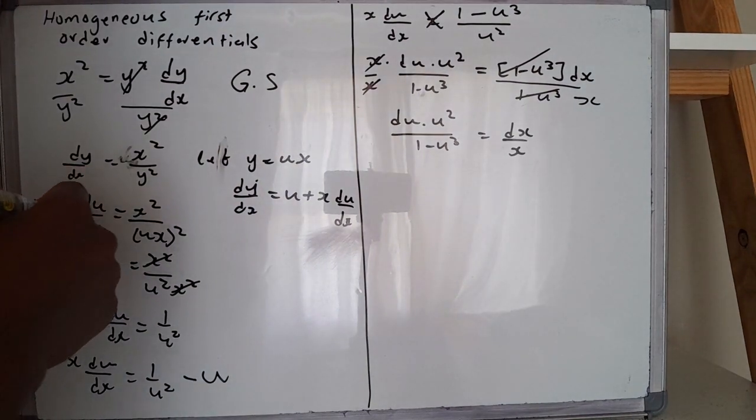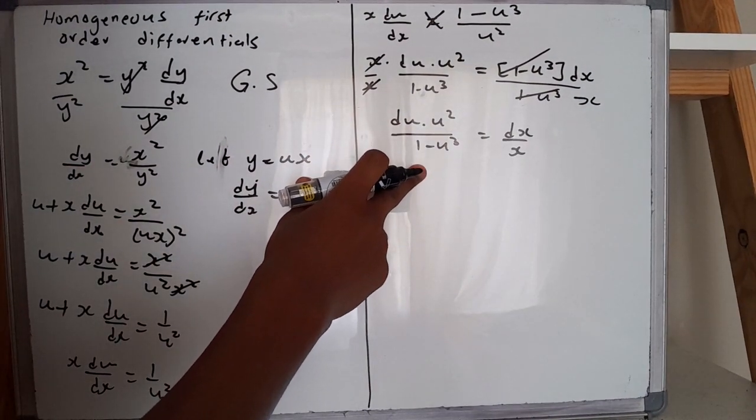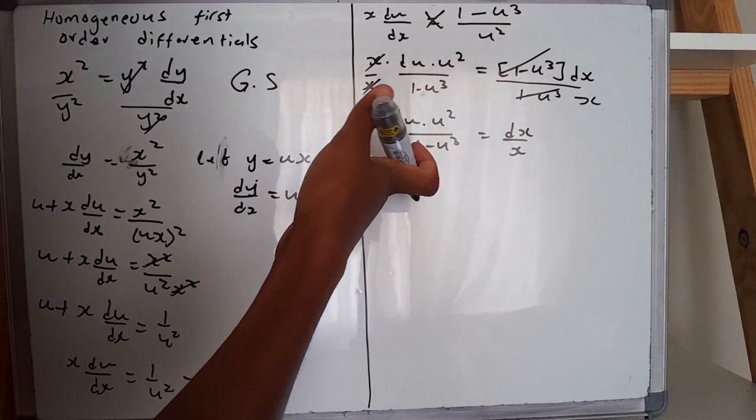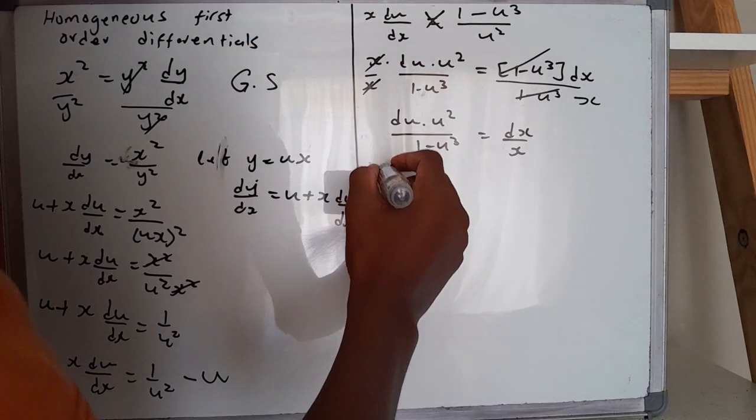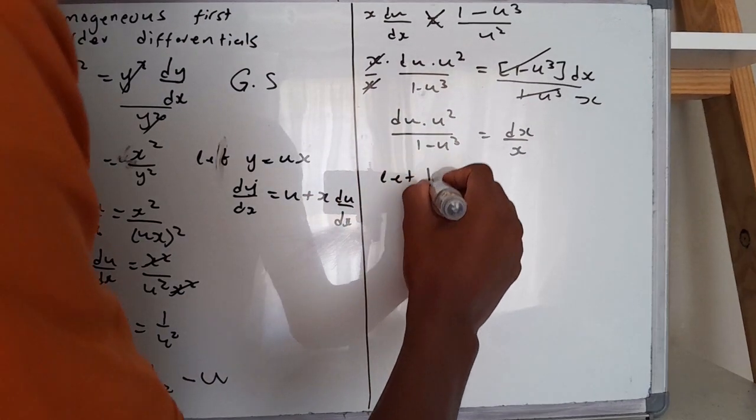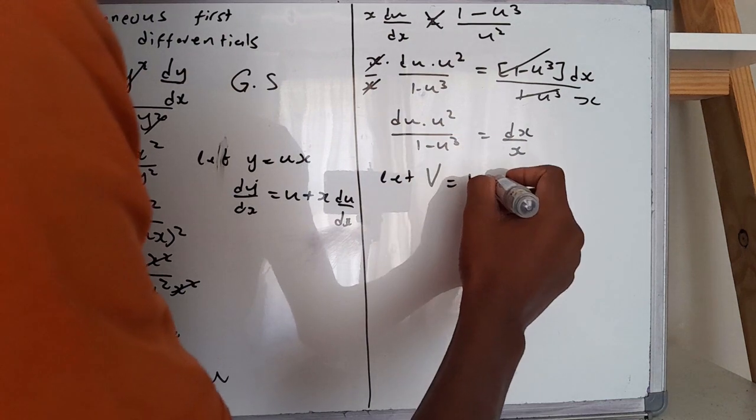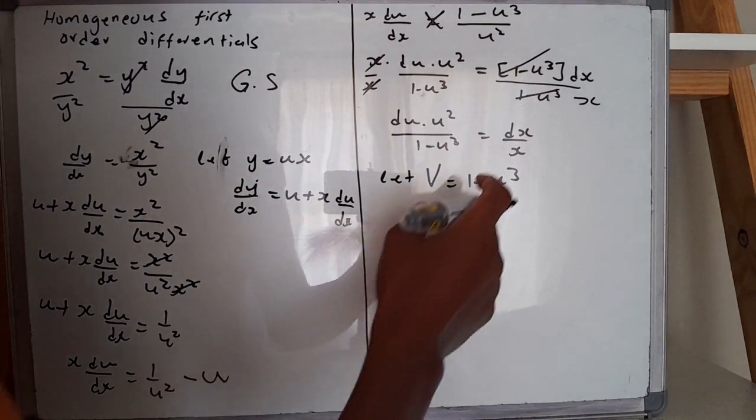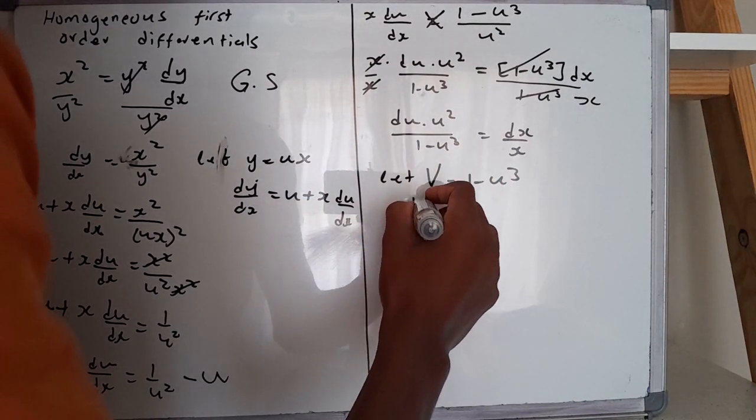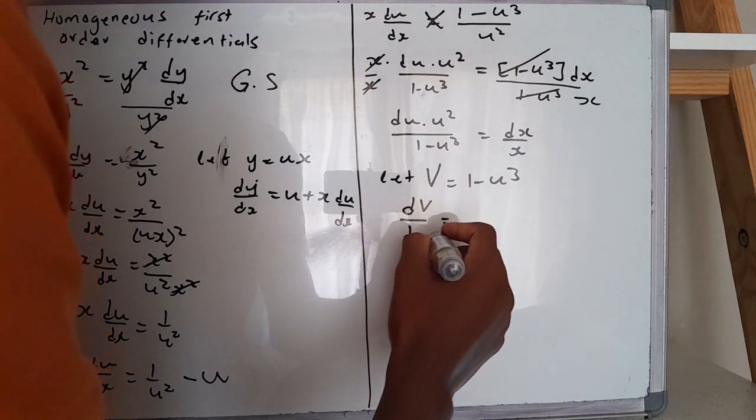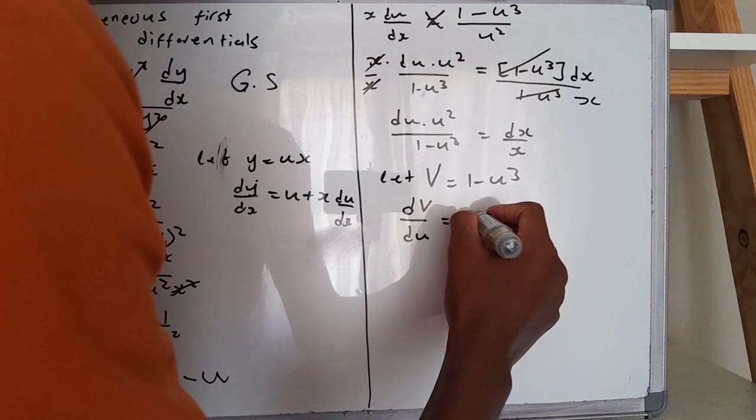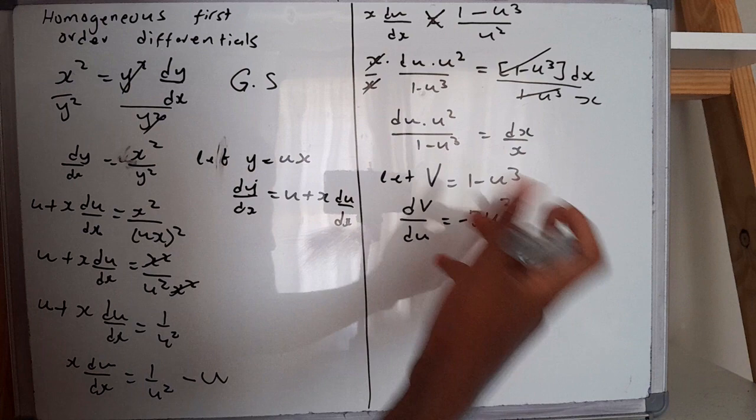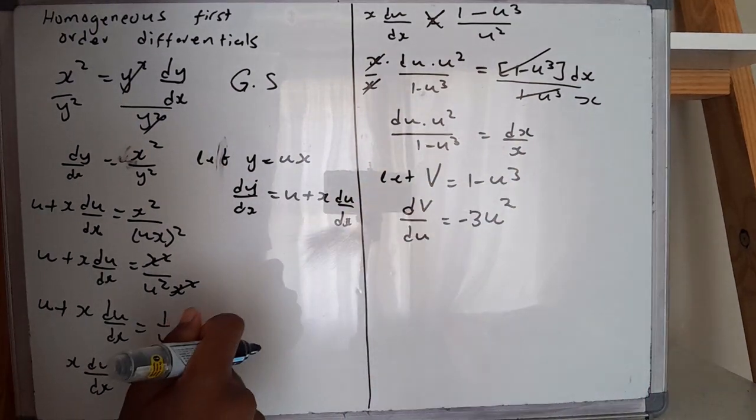But I know when I have something like this, I need to use u substitution, and I need to because I already used u here. Let me just use v and say let v be 1 minus u cubed. When v is 1 minus u cubed, I can differentiate this and have dv over du is equal to negative 3u squared. When I differentiate, a constant is 0. So this is what I'll be left with.